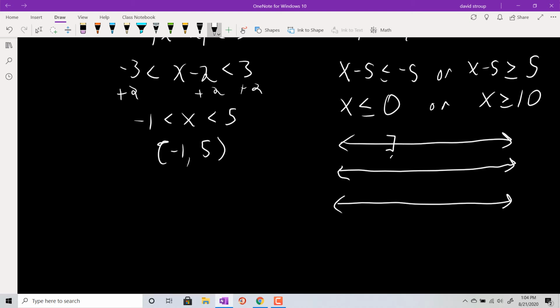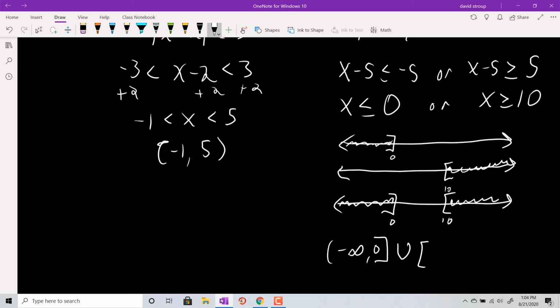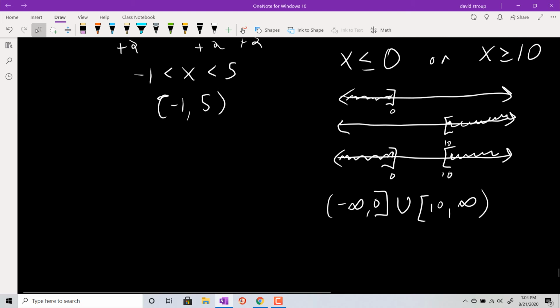So here we have 0 and everything less than that, and then here it's 10 and everything greater than that. So the union is everything. So we need everything less than or equal to 0, everything greater than 10. And so our solution will be negative infinity to 0, unioned with 10 to infinity. Okay. So you see the word or, you're using union.